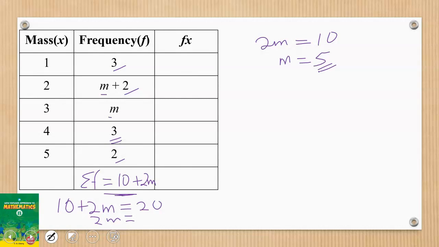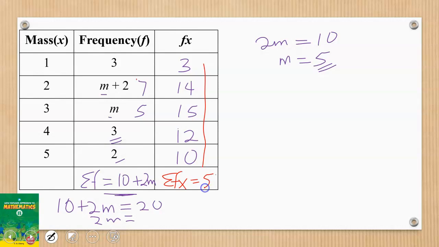If m is 5, then we can put 7 here, we can put 5 here, we have our 3 and our 2. Now, we can also find the fx. Let's do that once. Now, fx is going to give us 3 here, 2 times 7 is 14, 3 times 5 is 15, 4 times 3 is 12, and then 5 times 2 is 10. So total fx, if we add all the numbers here together, that will give us 54. Okay, so now the table is completed.